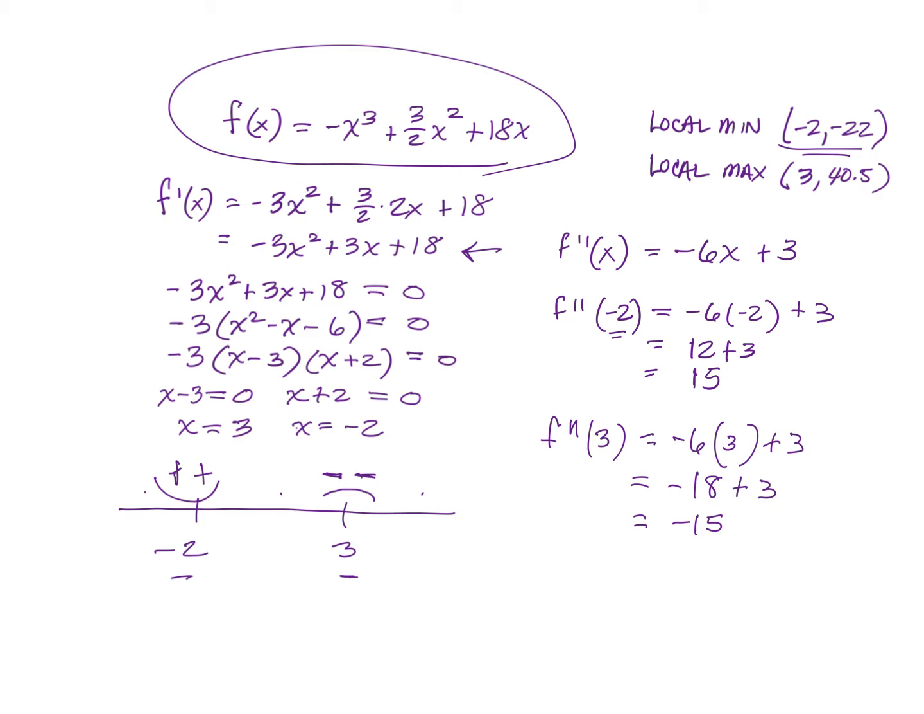We know that if we have a horizontal tangent line, which means a critical point at 3, and it's concave down, that means we have a local max. So that agrees with what we found here. And so we have a local max at 3. We find the y value by plugging it into the original function, and so that's our local max. It occurs at 3, and the y value is 40.5.